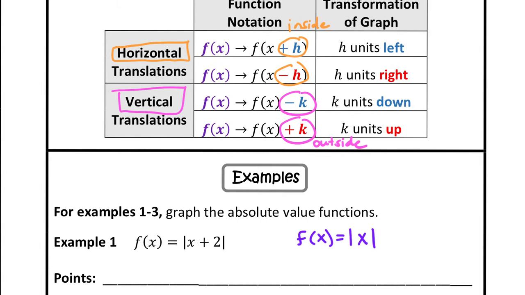That's the parent function. But what I'm looking for is what's happening over here. You're adding to it, and remember the parent function doesn't have addition by 2. So what's happening to the function? We have a plus 2, and it's happening inside of these 2 bars, right? It's happening inside. So that tells us that the transformation is going to move the graph to the left. To the left, how many units? 2 units.